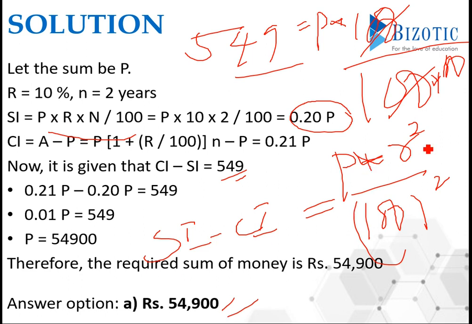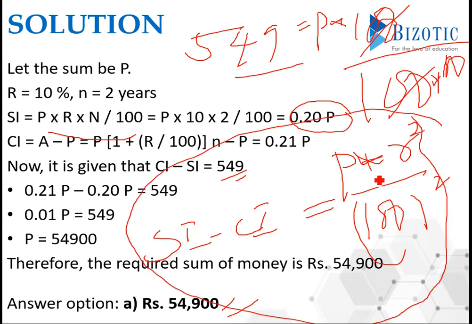So this will be very handy for you when you solve simple interest and compound interest difference problems. But this is applicable only when the number of years is 2. For other years there will be a separate formula, which you can use to calculate the answer.